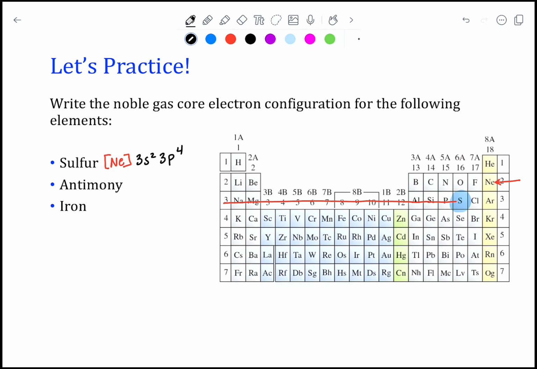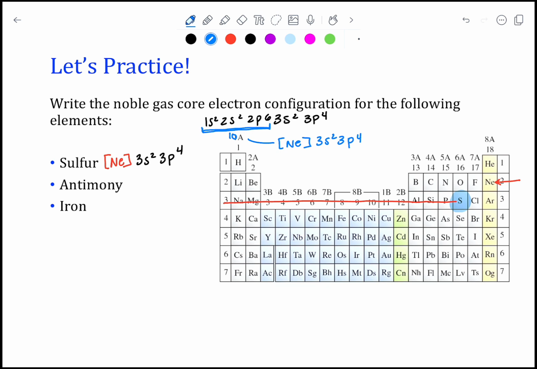Now, if this is confusing for you, you can write out the full electron configuration for sulfur and then cut off where those 10 electrons come from neon. So you could write it as 1s2, 2s2, 2p6, 3s2, 3p4. You could then say, I know neon has 10 electrons, so that's 2, 4, 10. So that's 10 electrons. So you write those as neon, and then 3s2, 3p4. However way you want to write it.